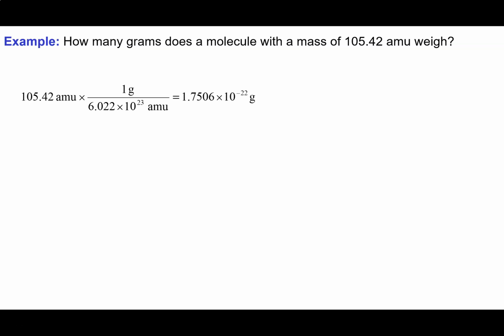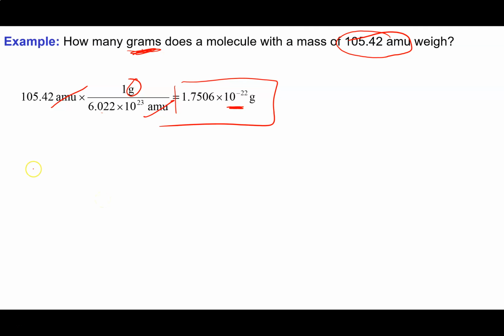Okay. So sometimes you will get a question where you have to take AMU and turn it into grams. So this one says, how many grams does a molecule with a mass of 105.42 AMU weigh? And obviously the answer is not many, because 1 molecule doesn't weigh a large number of grams. But let's do the conversion. We've got 105.42 AMU, and we know that in 1 gram there are 6.022 by 10 to the 23 AMU. So AMU would cancel, leaving me with grams, and there's my answer. You see it's a very small number.